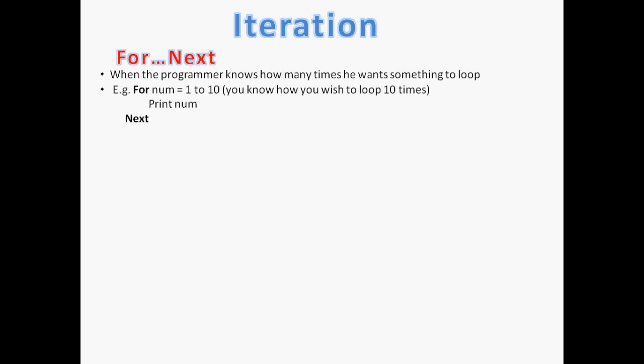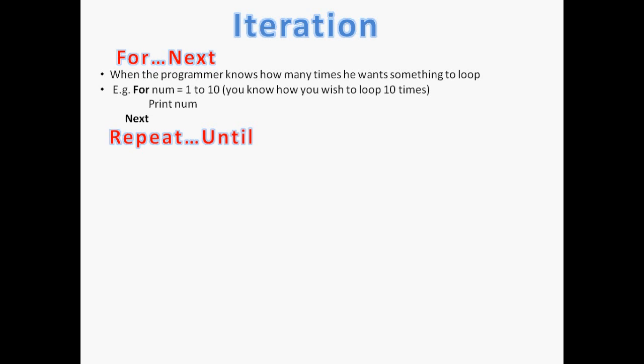You can see the example there, and this will run for the numbers 1, 2, 3, up until 10, so it is looping 10 times. When num is 1, then print num will print 1, because it's incrementing each time. By the end it will have printed all the numbers from 1 to 10.